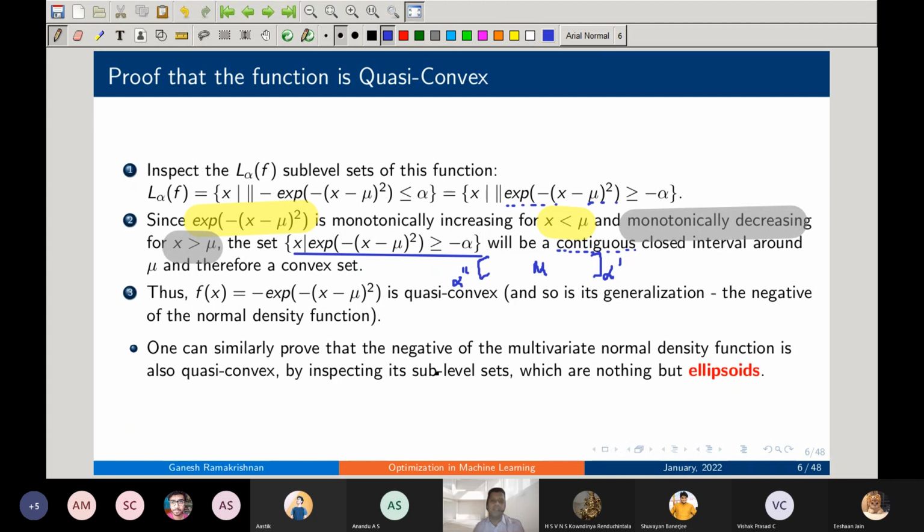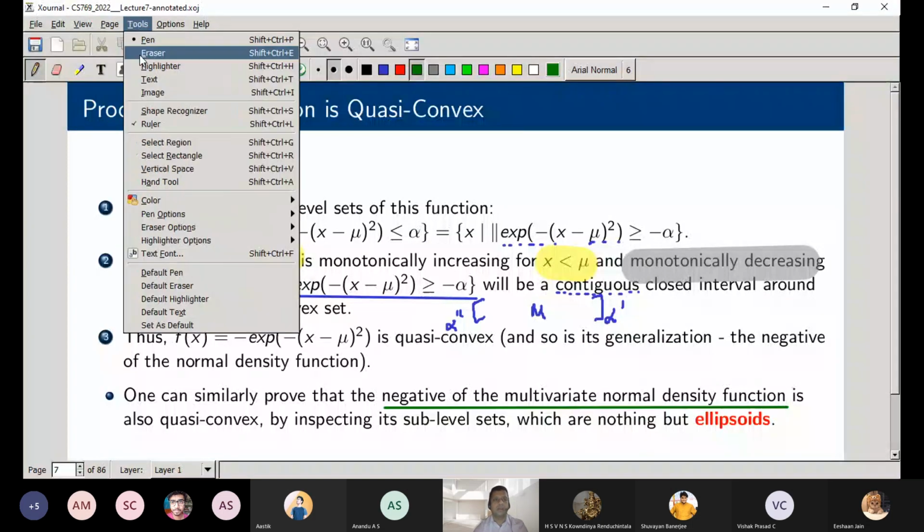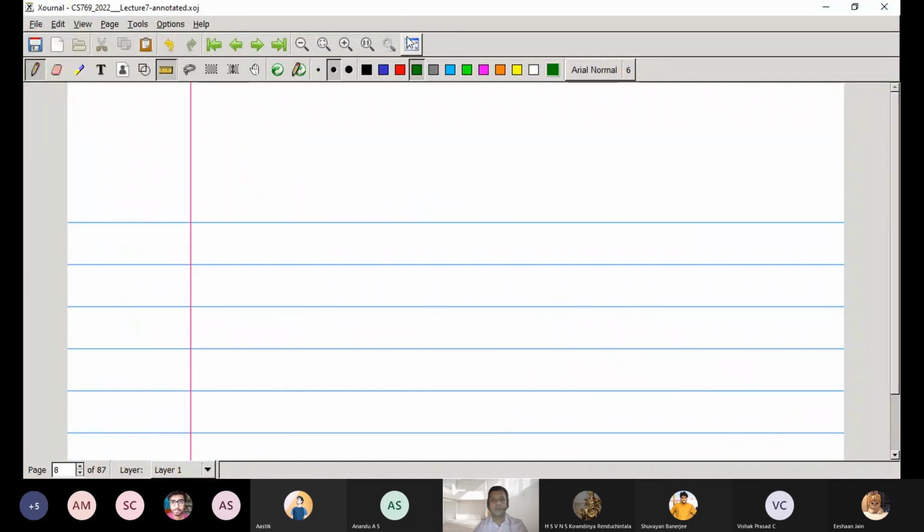You can similarly prove that the negative of the multivariate normal density is quasi-convex; all this was for the single dimensional case, right? But you have to generally prove that the negative of the multivariate normal density function is also quasi-convex. I mean, the simplest thing for you to do would be to plot, right? And I would encourage you all to plot. But I've done this plotting, so let me just do this for you here.